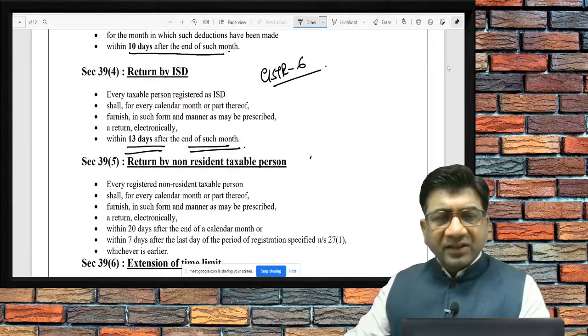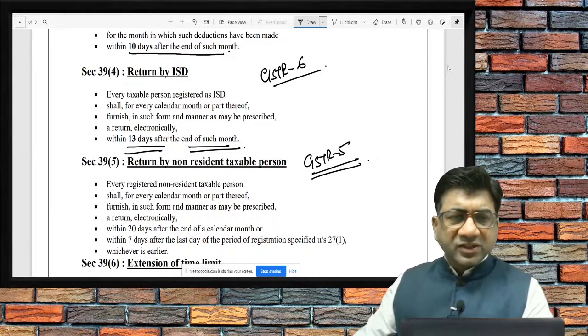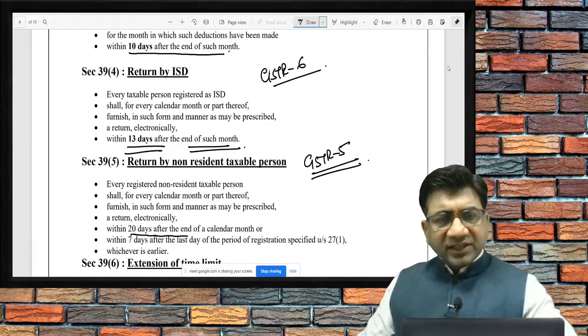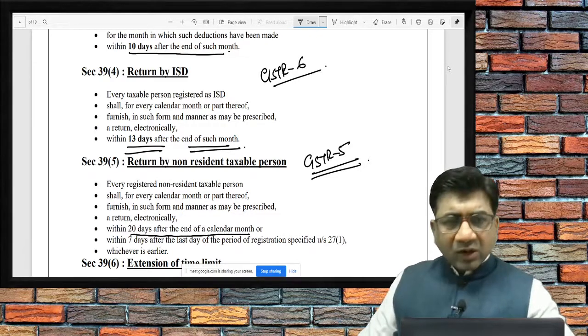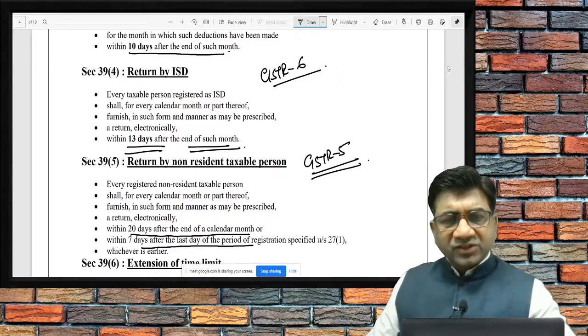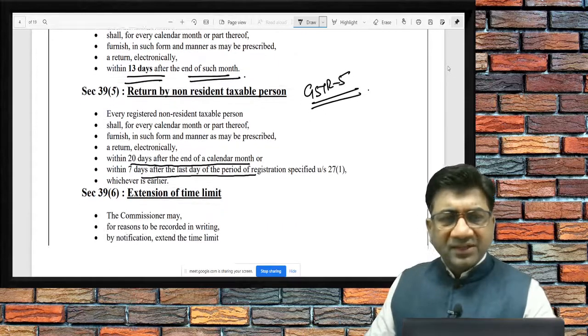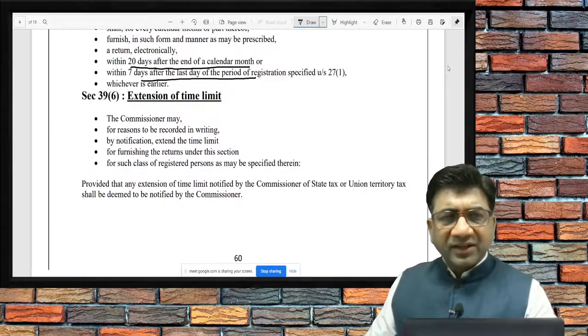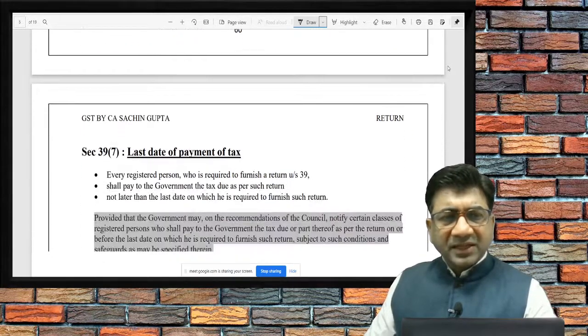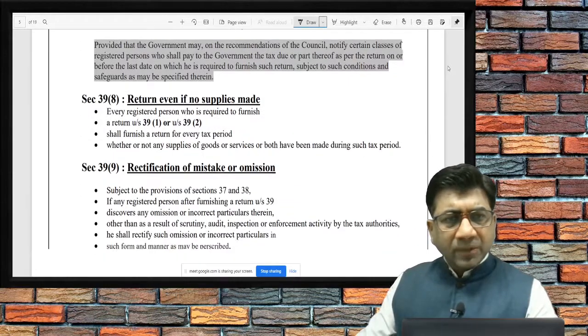NRTP will file the return in GSTR 5. The monthly return, sorry, is due 20 days after the end of the calendar month, or 7 days from the last day of registration. And the time limit can be extended by the commissioner in writing. No issues, the time limit can be extended. Yes, we'll do this also.